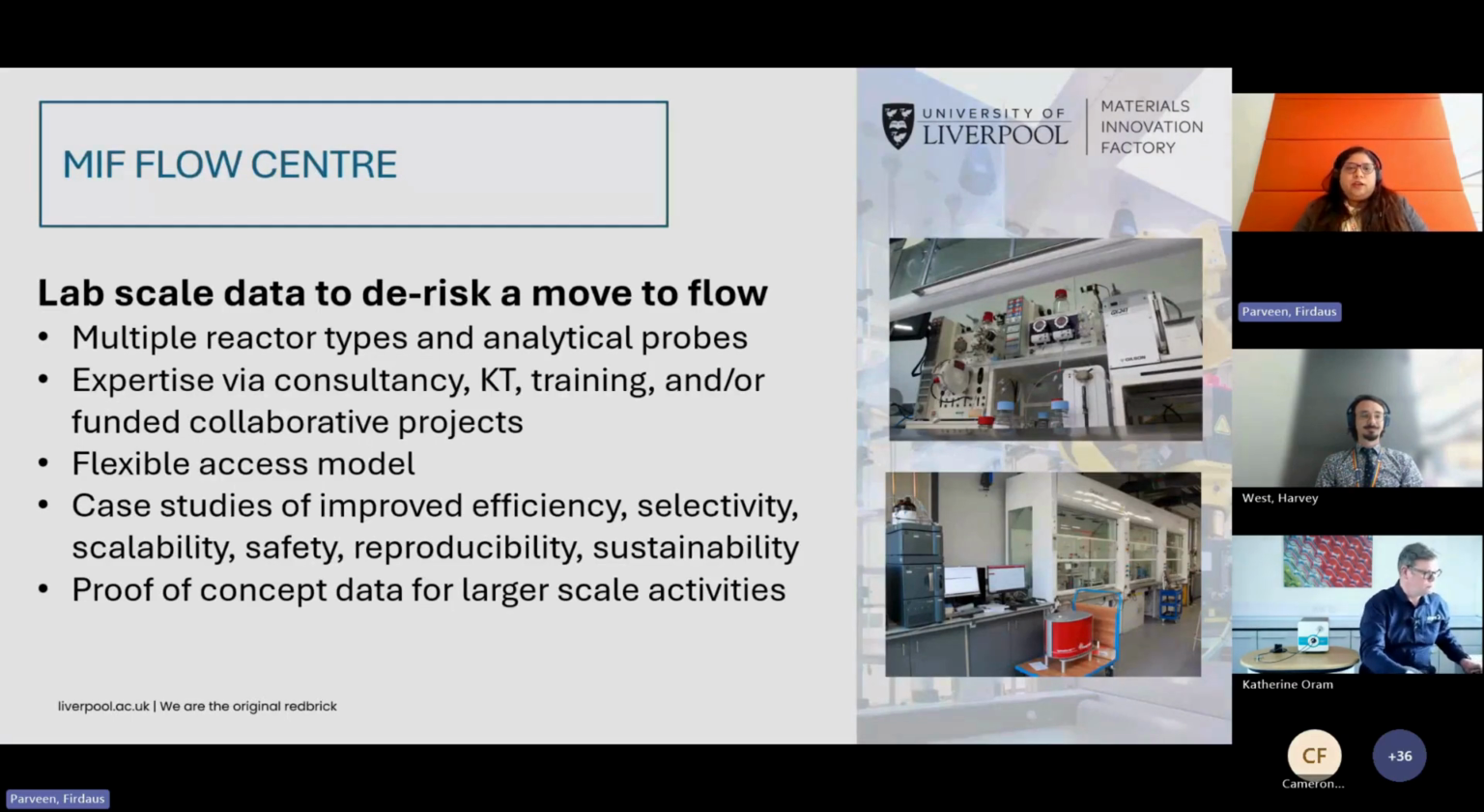So with this, I would like to showcase our MIF Flow Center, which we have at the University of Liverpool. We have multiple flow reactors and analytical probes. We can provide consultancy, we can provide training, and work on funded collaborative projects. We work on a flexible access model. If you would like to test your chemistry with us, please reach out to us. We will be able to help you with your chemistry. We provide case studies to improve the efficiency, selectivity, scalability, safety, reproducibility, and sustainability of the system. We also provide proof of concept data for larger scale activities.